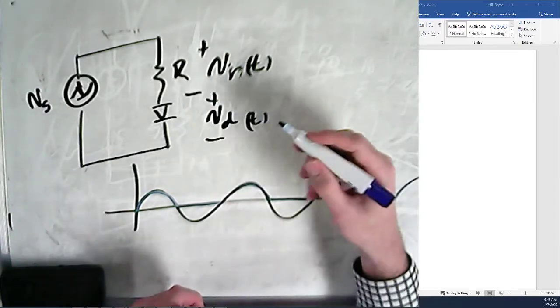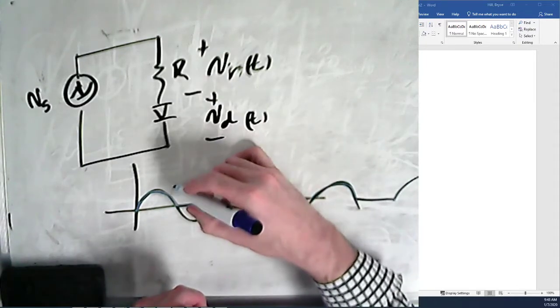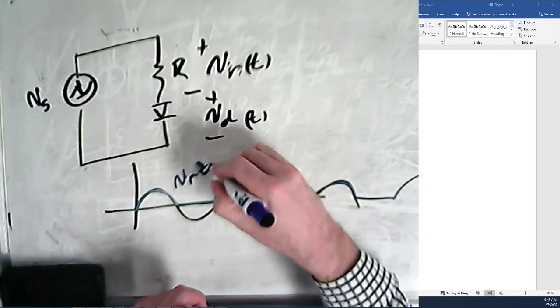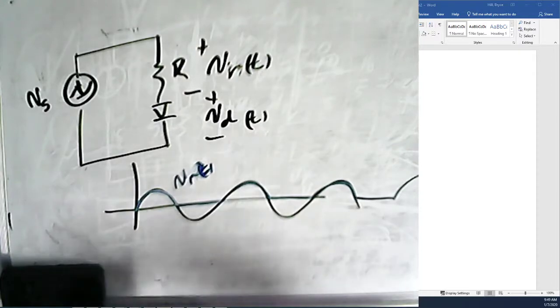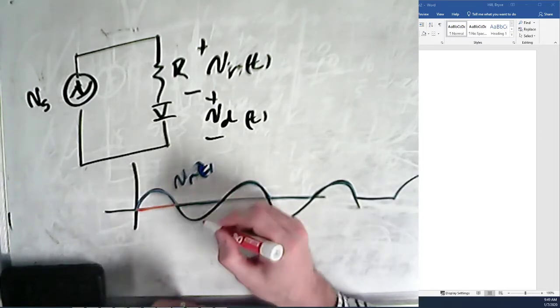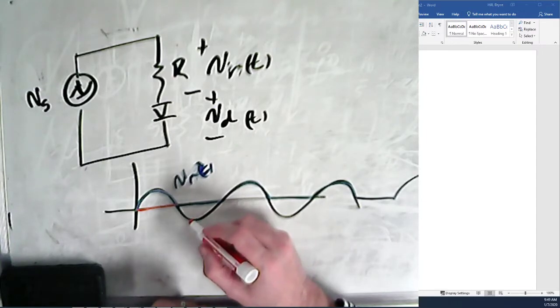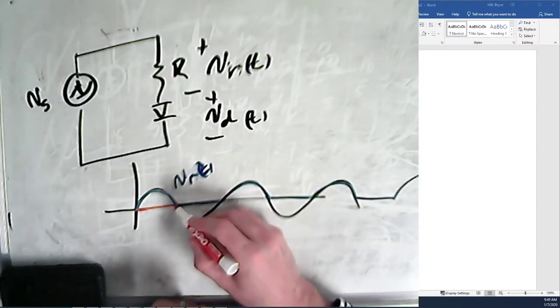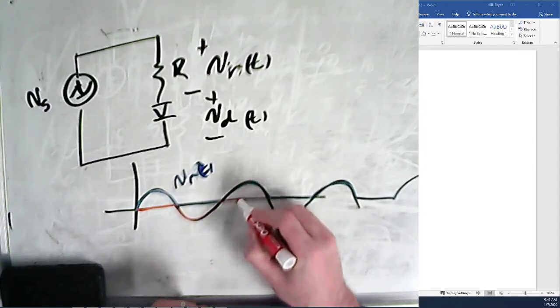So this is Vr of t. If we look at the Vd of t, of course, it's going to look the opposite direction. It's going to be 0 voltage when it's forward biased. But then in a perfect world, it's going to pop up here and do this.